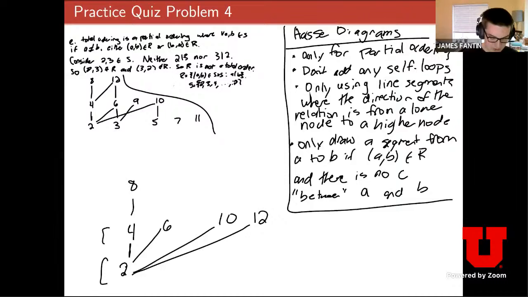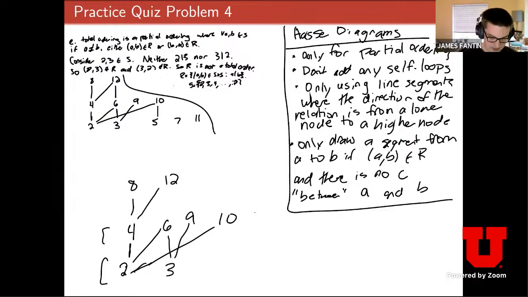And 4 is related to 12, so we have to take this out. This could be one way you could think about drawing these. And then we need to start with 3. What's 3 related to? Well, 3 is related to 6, and it's also related to 9. And then it's also related to 12.